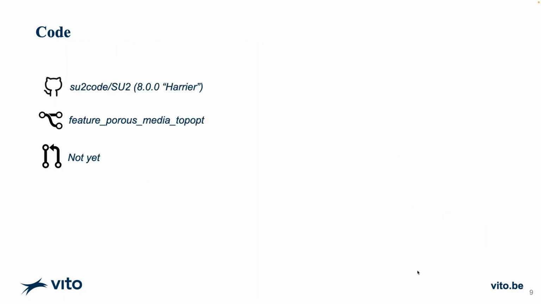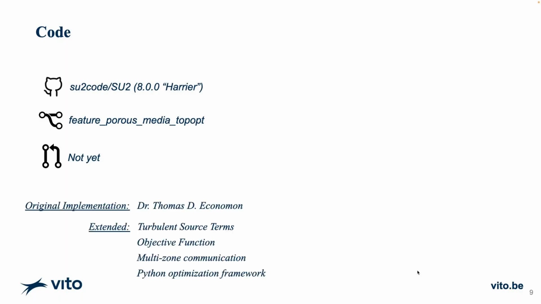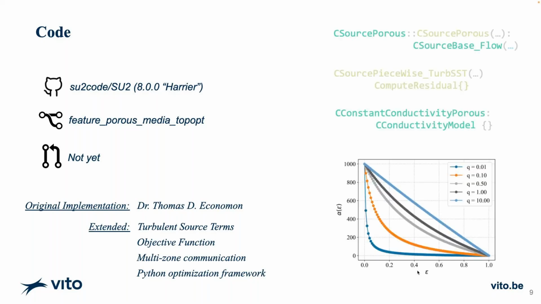So with this, we can look at what we actually did in the code. This is currently available on the feature chorus media topup branch. The legacy code was by Thomas. So we extended this to the energy equation and also turbulent source terms. And these are the three main important classes that we have modified.